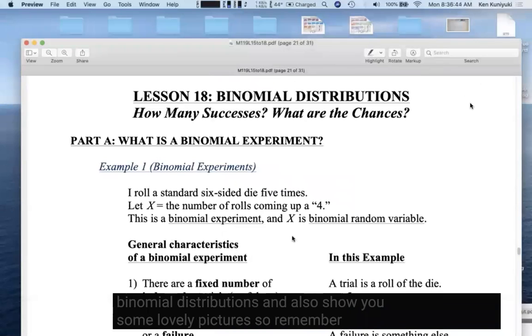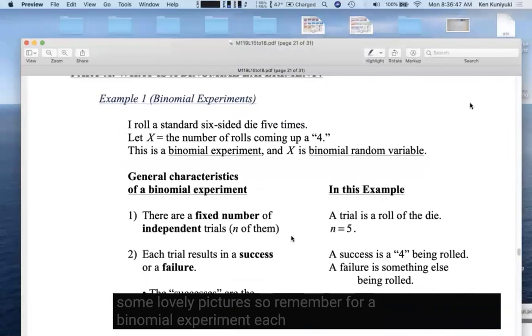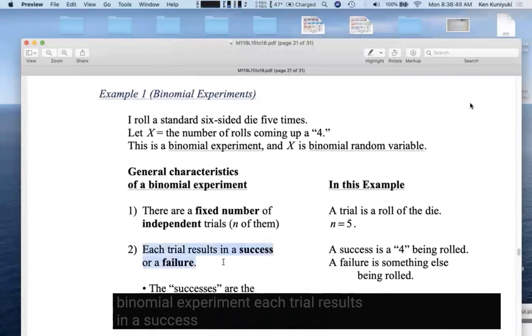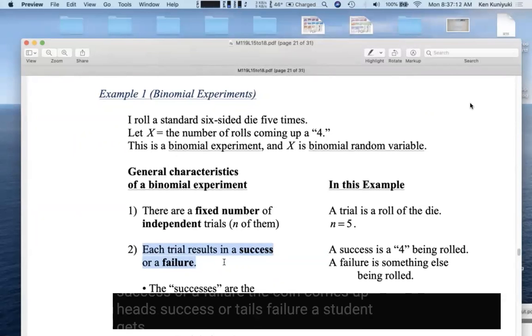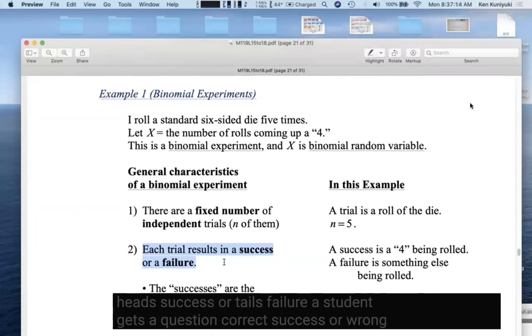So remember, for a binomial experiment, each trial results in a success or a failure. Each trial is binary, success or failure. Just as a bicycle has 2 wheels, a binomial experiment has a binary result for each trial. The coin comes up heads, success, or tails, failure. A student gets a question correct, success, or wrong, failure. The die comes up a 4, success, or doesn't, failure.